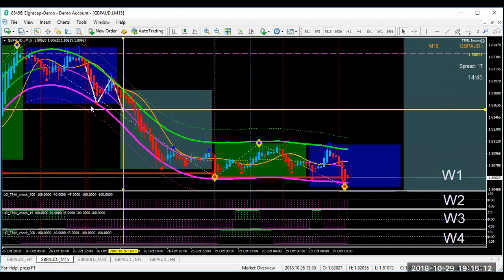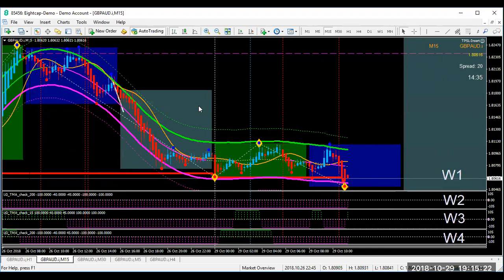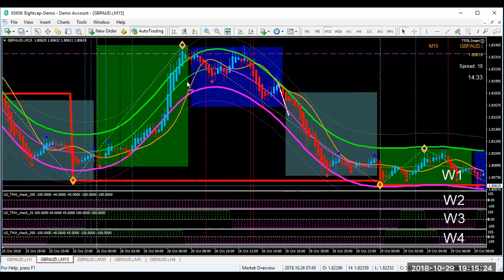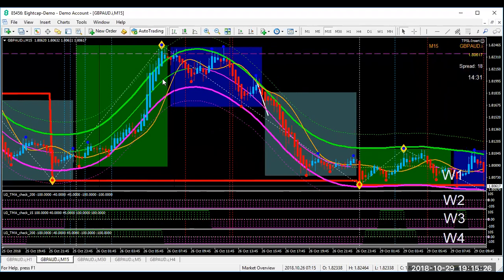Okay, so once again, let's do it step by step. Okay, mark vertical lines.